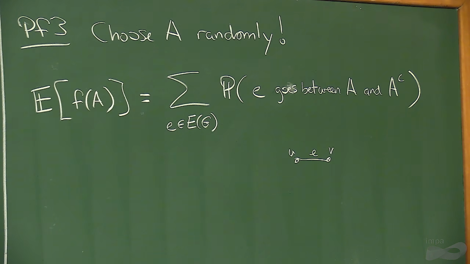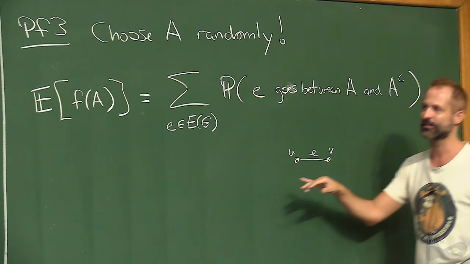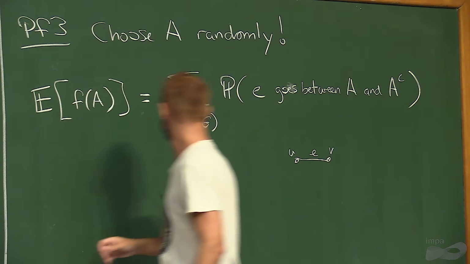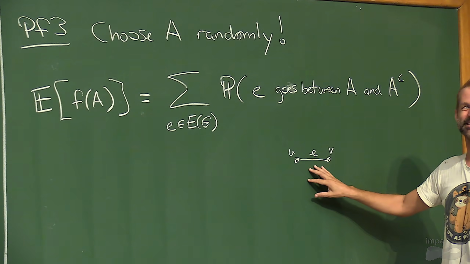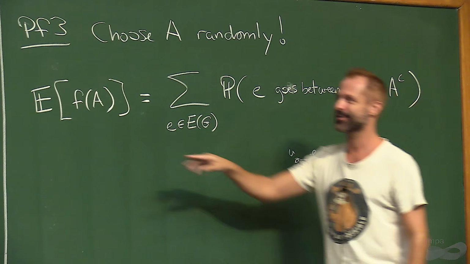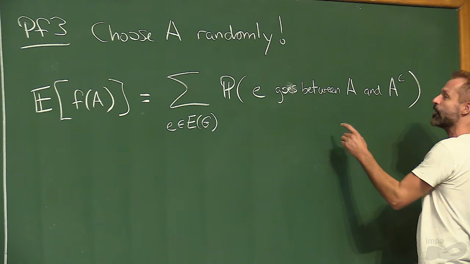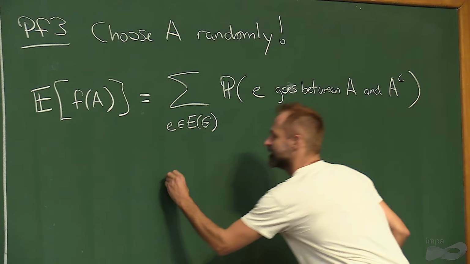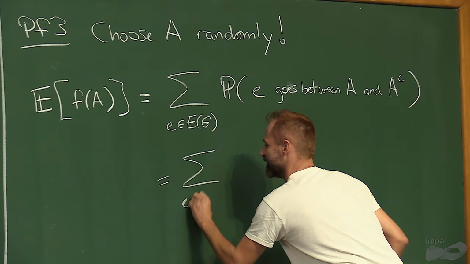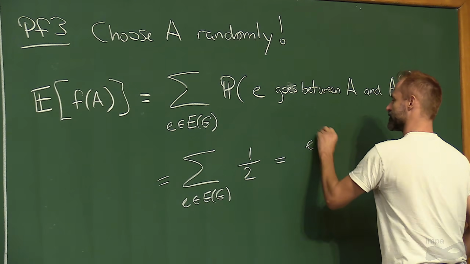Right. So exactly 1/4 of the sets A have this property, exactly 1/2 of the sets have this property, right? This is probably half each. This is exactly what we did here, right? It's exactly the same thing. 1/2 of the sets have this property for a given edge E. So this probability is just equal to 1/2 for every E. Just equal to the sum over E in E of G of 1/2, which equals E of G over 2.